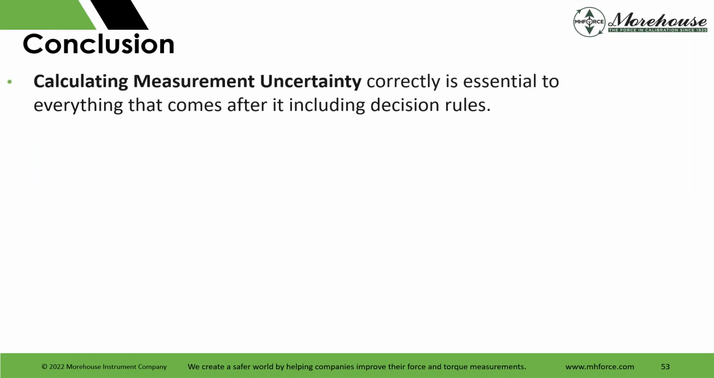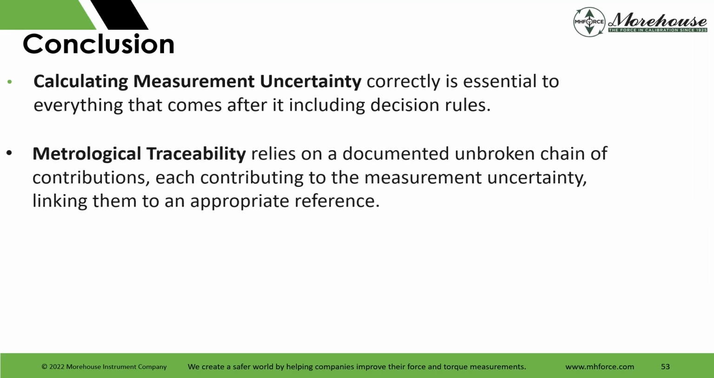So, calculating measurement uncertainty correctly is essential to everything that comes after it, including decision rules. Traceability relies on a documented, unbroken chain of contributions, each contributing to the measurement uncertainty, linking them to the appropriate reference.